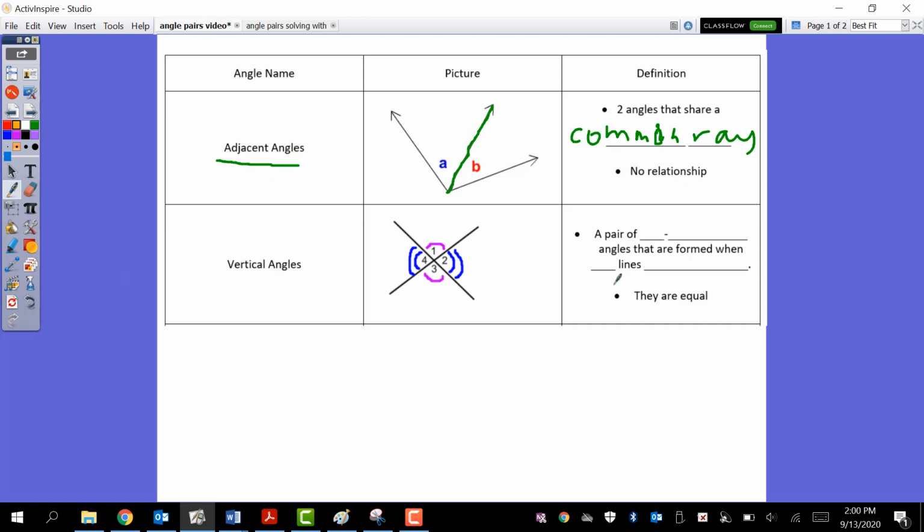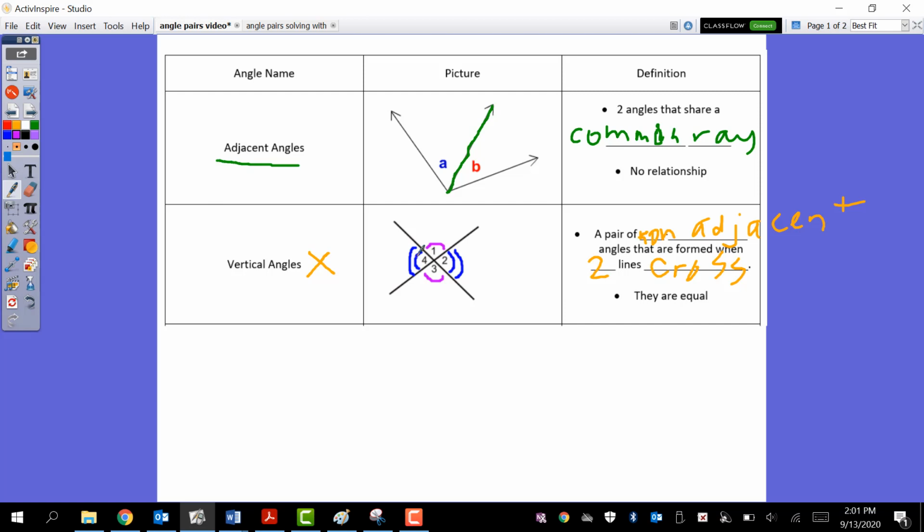Our next pair is vertical angles. Vertical angles happen when you have an X in the picture. So I like to put an X next to our vocabulary word because that's exactly what it looks like when vertical angles happen. So vertical angles are a pair of non-adjacent angles that are formed when two lines cross. That happens when they make this X. Non-adjacent means that the vertical ones are not next to each other. They're not sharing a line.